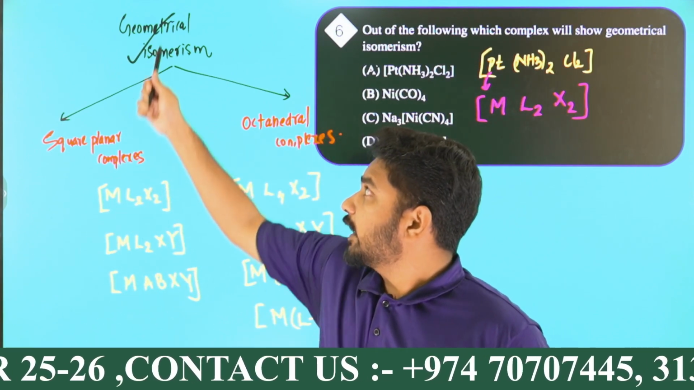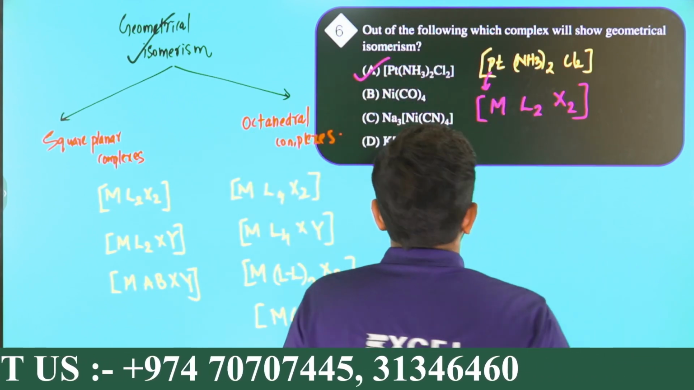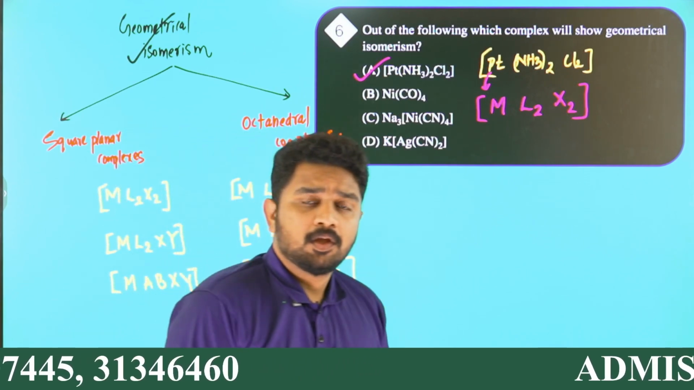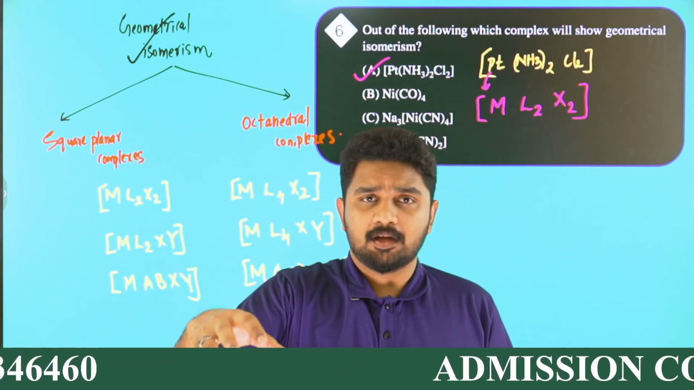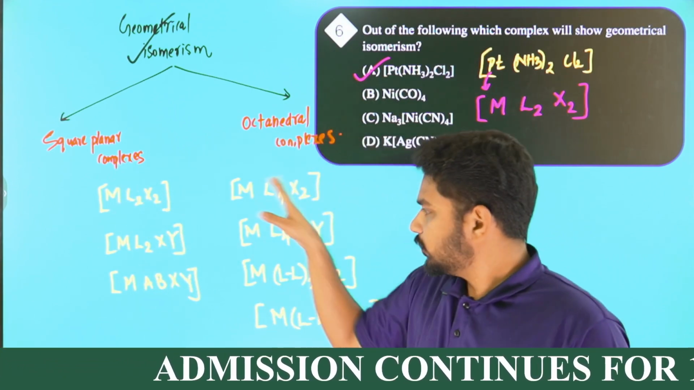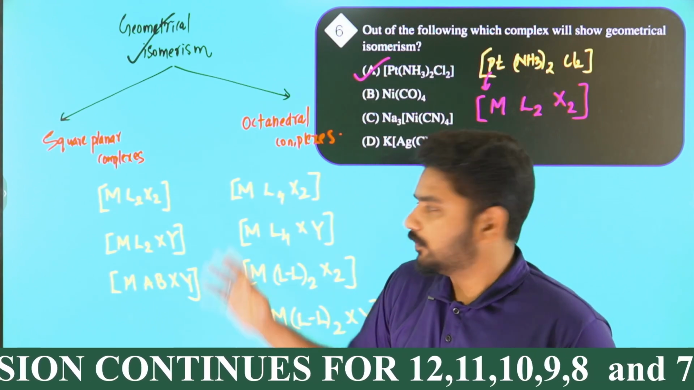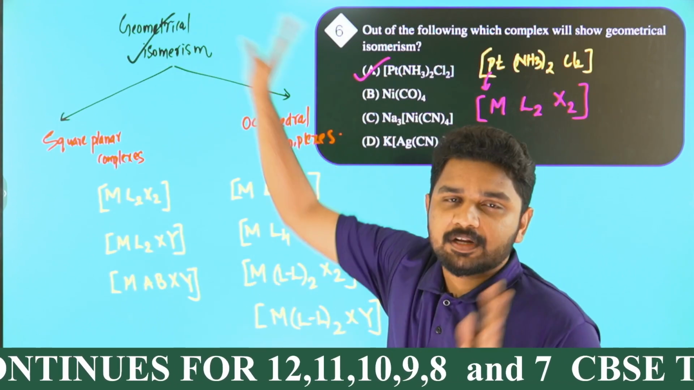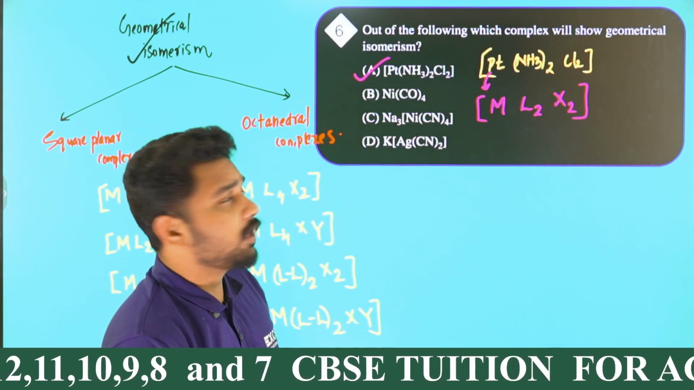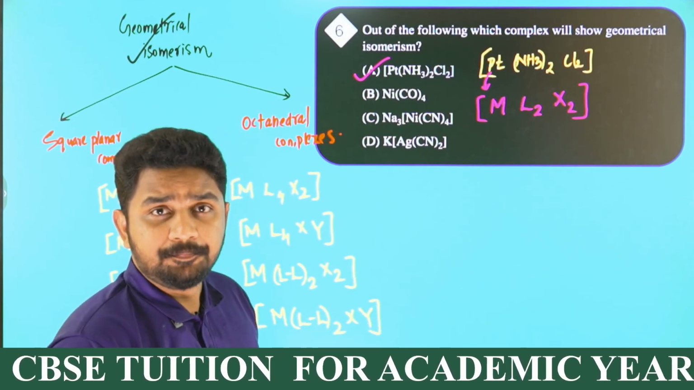ML2X2 can show geometrical isomerism. So we finish. We got the answer A. Option A, it can show geometrical isomerism. That's it, simple. In this way you can check whether it is square planar or octahedral. You need to check only this, whether the given compound is in this form or not. If it is in this form, then you can say they will show geometrical isomerism. That's it. Hope you understood this. Okay, so can we move on to the next question? Are you okay? Yes.